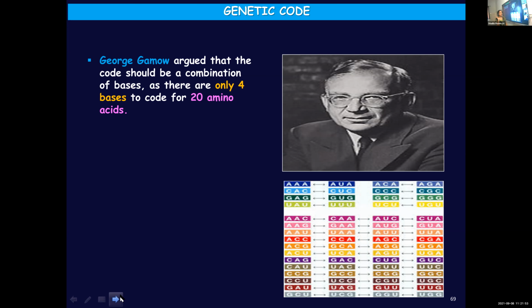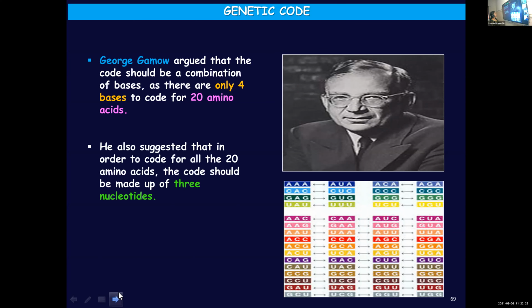Only 4 nitrogen bases, but we need to code for 20 different amino acids. So with these 4, we need to manage for 20 amino acids. According to him, this genetic code comprises nitrogen bases, and it should code for 20 amino acids, and we have only 4 nitrogen bases.